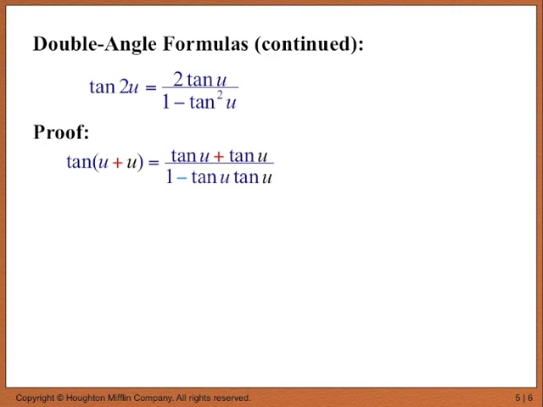Okay, so as you probably figured out, tan 2u is the same as tan of u plus u, and then we can use the sum and difference formulas that we already proved. Tan u plus tan u over 1 minus tan u tan u, and that's the same as 2 tan u over 1 minus tan squared u.